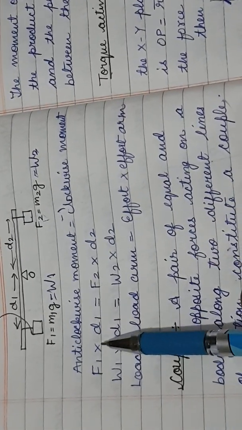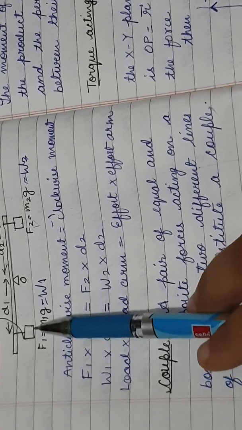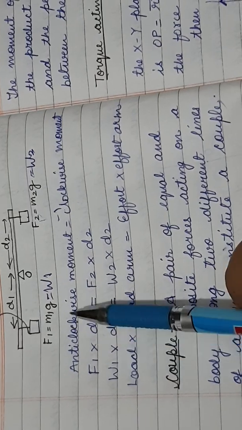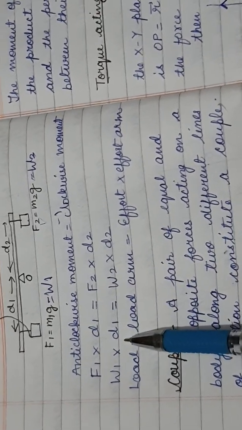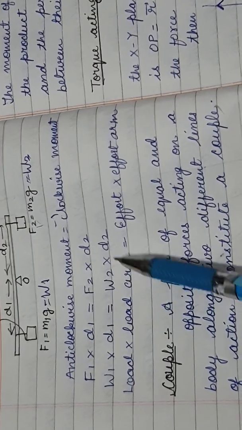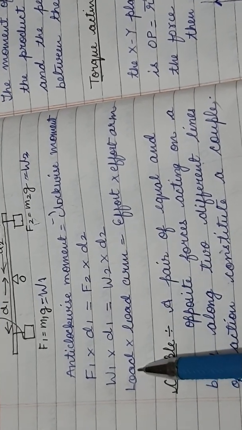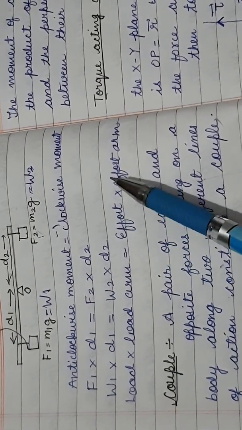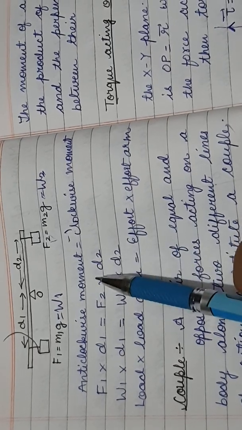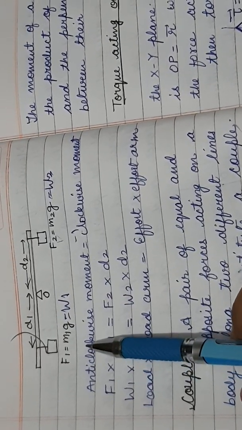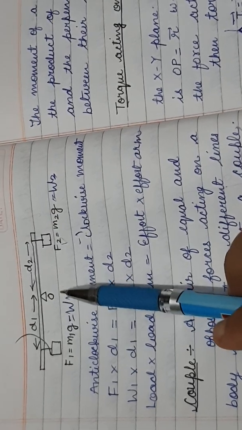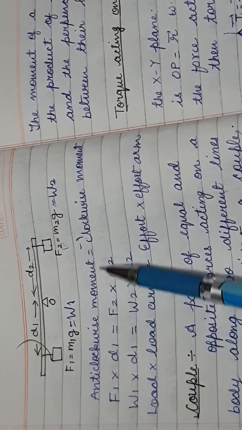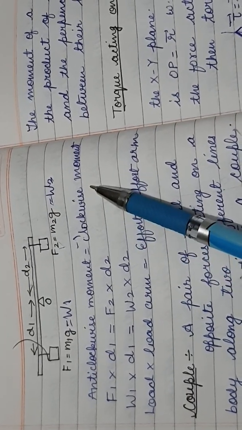So here the anti-clockwise moment F1 into d1 will be equal to F2 into d2. And what is F1? It is equal to W1. So we can write W1 into D1 is equal to W2 into D2. So we can write load into load arm will be equal to effort into effort arm. So when a body is in rotational equilibrium about any axis, then the sum of anti-clockwise moments will be equal to the sum of clockwise moments.